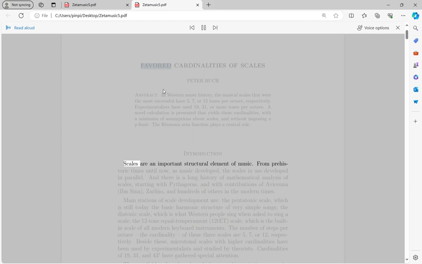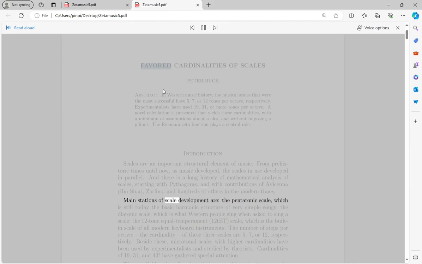Introduction. Scales are an important structural element of music. From prehistoric times until now, as music developed, the scales in use developed in parallel. And there is a long history of mathematical analysis of scales, starting with Pythagoras and with contributions of Avicenna, Ibn Sina, Zarlino, and hundreds of others in the modern times.